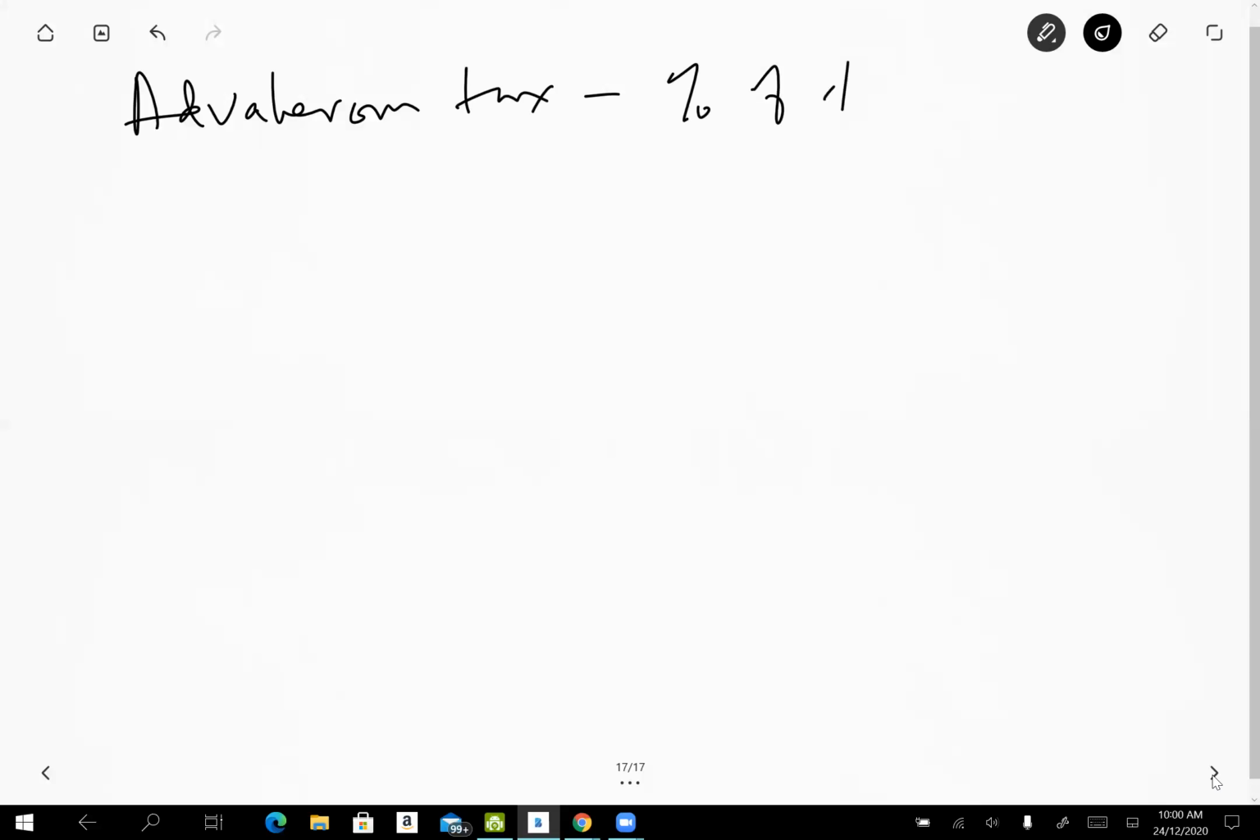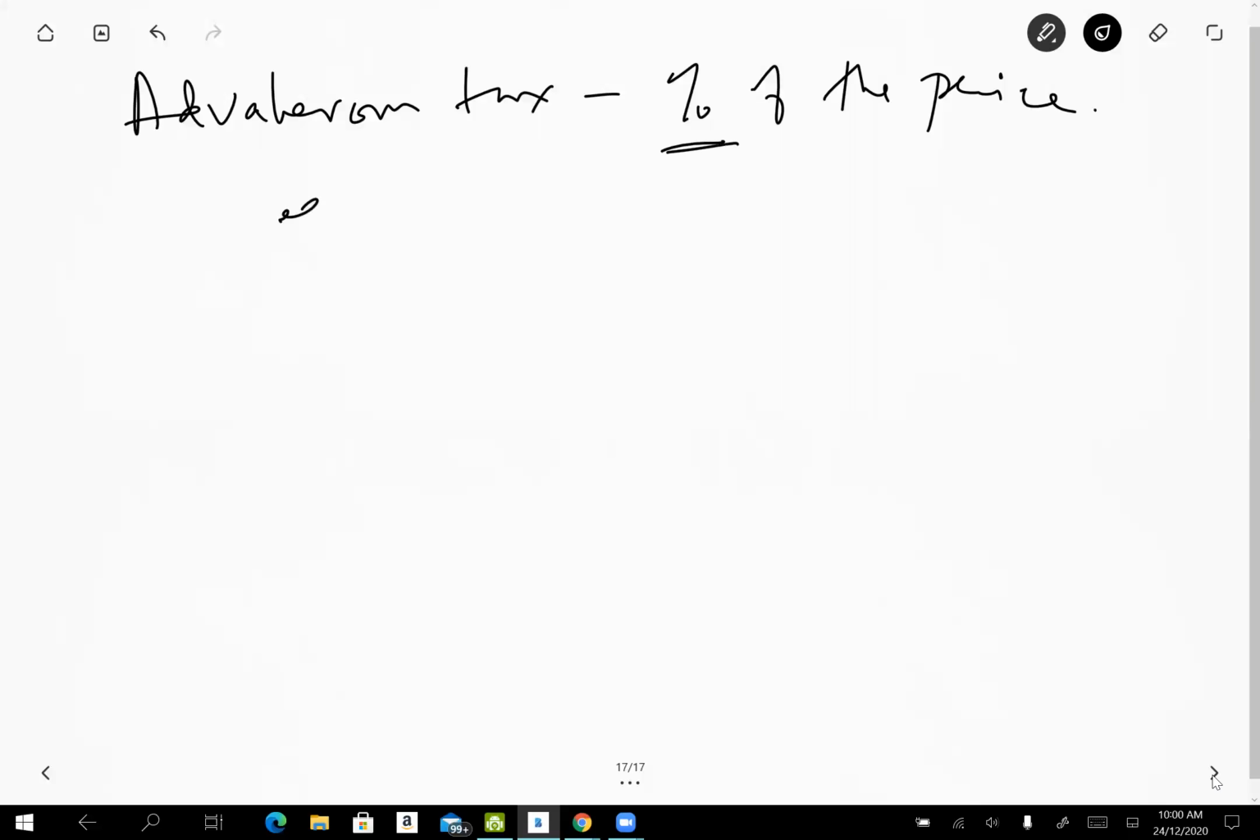So there are two types of tax. One is the unit tax, which is just in terms of money. And the other is the ad valorem tax, which is in terms of percentage of the price. So if you have, let's say, the tax rate is 10% or 20%, then that is ad valorem tax. Okay, so the tax is a percentage.